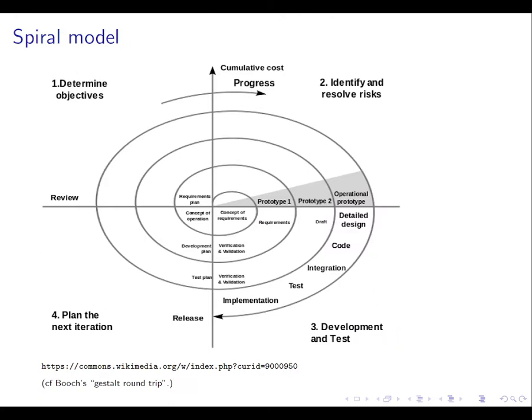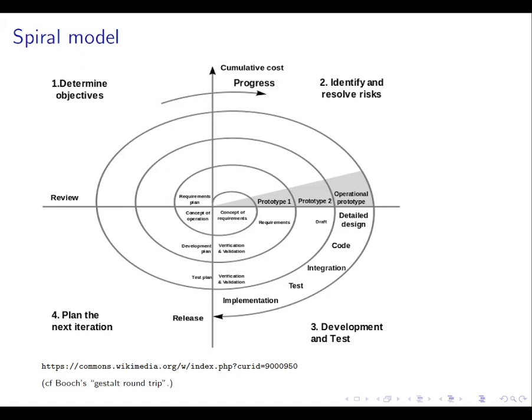Then we have the various spiral models. This one is generally attributed to Barry Boehm, but similar ideas occur from other authors as well. You'll come across a thing called the Gestalt round trip from Grady Booch, which is perhaps rather more focused on analysis and design, but a similar kind of idea. The idea here is that instead of trying to go through the whole of the waterfall process at once, we do many sort of mini waterfalls.